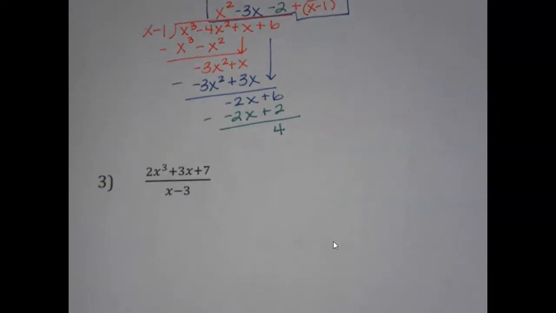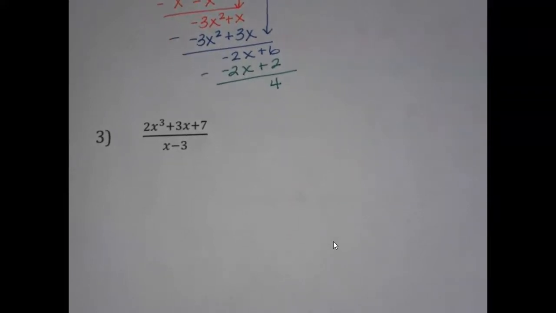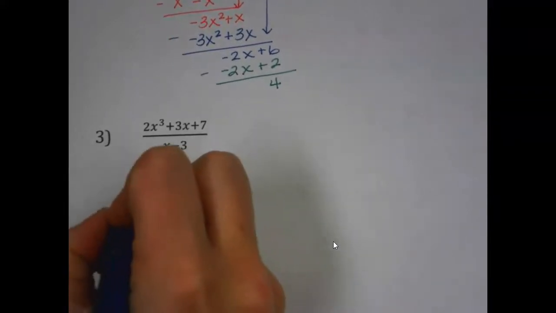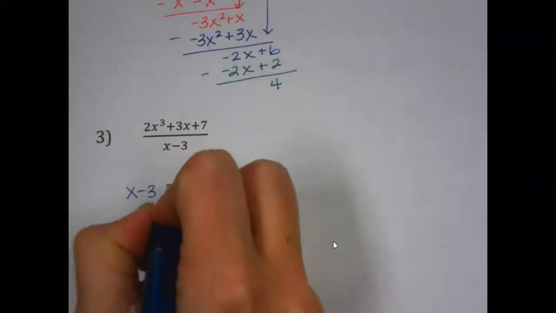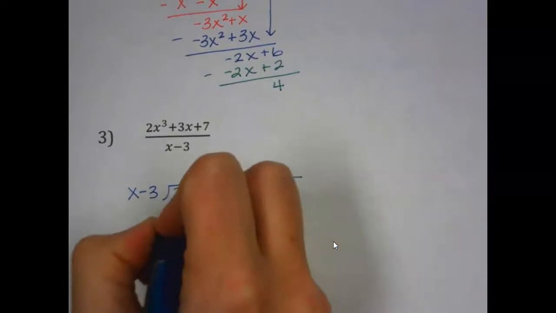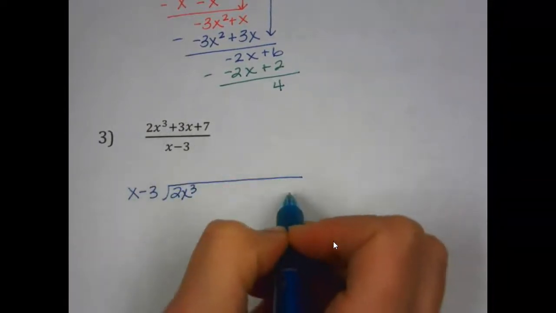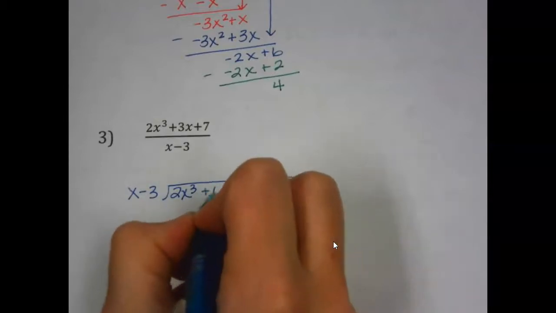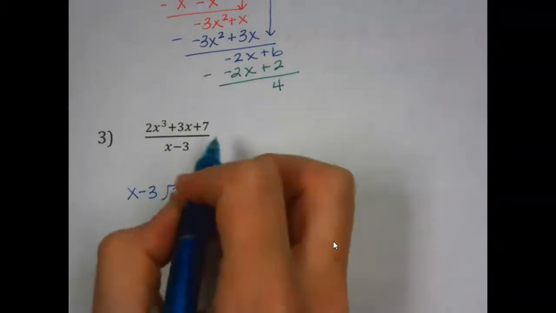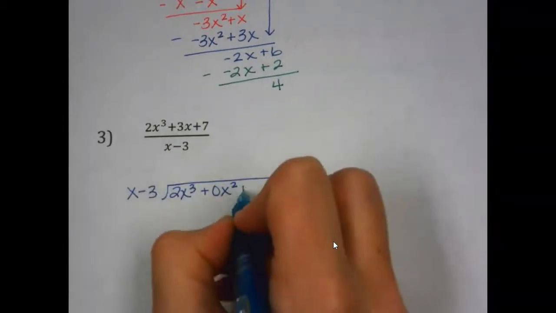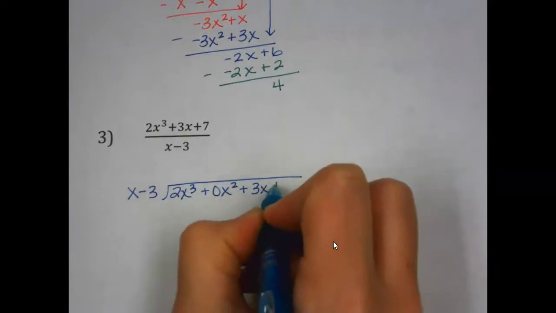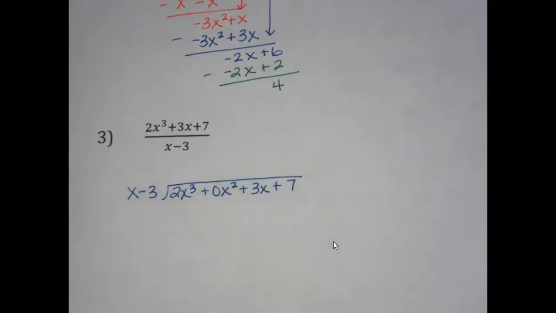All right, we're going to try it one more time. This time when I look at my numerator, I see that I don't have an x squared term. So when I write my numerator inside, I'm going to put a 0x squared in place of the term that's missing. So anytime you have a term that's missing, put a 0 in for it as a placeholder. All right, so go ahead and try this one. Hit pause and then come back and check.